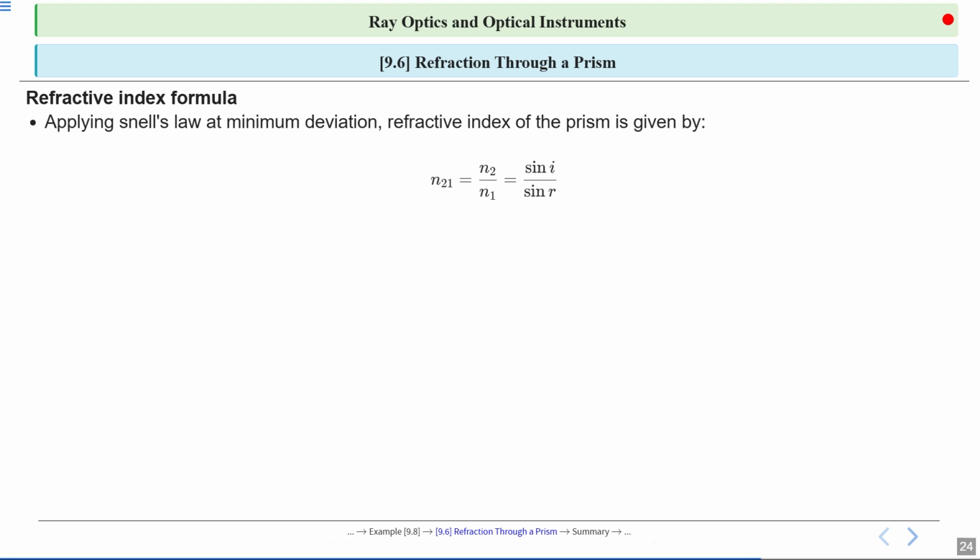Here is the formula for the refractive index. N21 equals N2 upon N1 equals sin i upon sin r. In this equation, N2 and N1 represent the refractive indices of the two media. This formula is essential for determining how much the light bends as it passes through the prism.